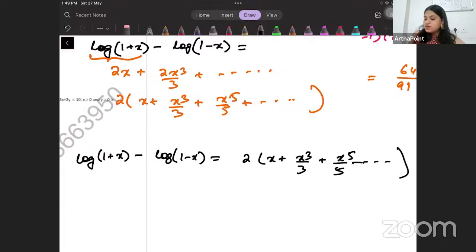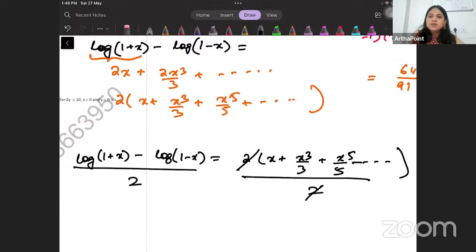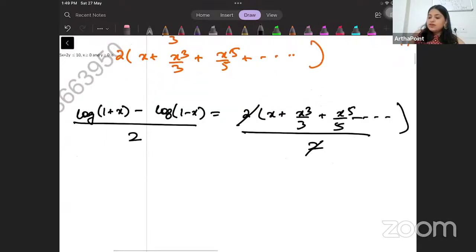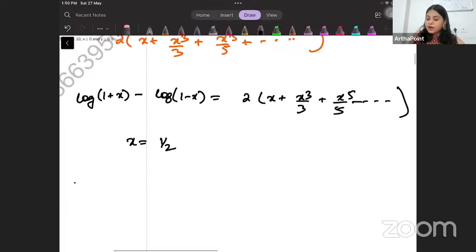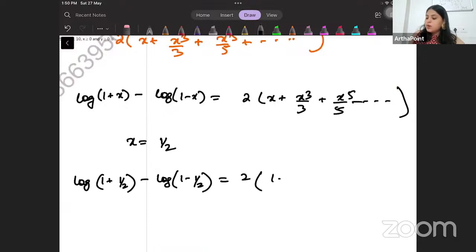But if I divide both sides by 2, this and this will get cancelled. And I will have what? Not divided by 2. If I just put x as, let's say, half, suppose. If I put x as half on both sides, what will I have? Log 1 plus 1 by 2 minus log 1 minus 1 by 2 will be 2 times 1 by 2 plus 1 by 2 whole cube by 3 plus 1 by 2 to the power 5 by 5 and so on. This is what you will get.